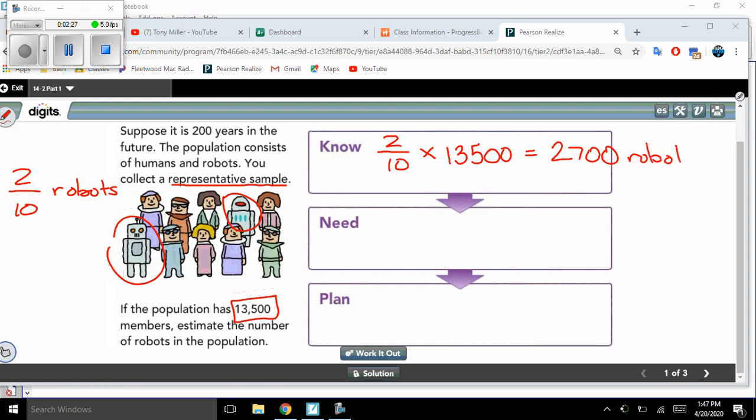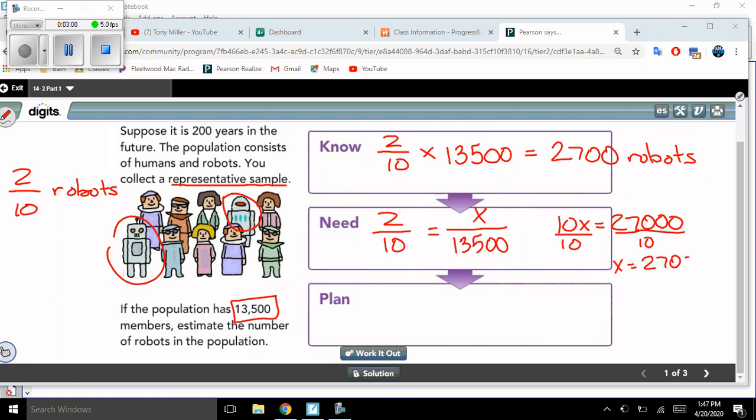Okay, that's one technique that you could use. You could set up a proportion. That proportion could be robots over total in my representative sample equal to robots, which we don't know, that's the unknown, over total in my entire population. When we do that, we'd end up with 10x equal to 27,000. And we would divide both sides then by 10. And in that situation, we'd also get 2,700 as our answer.